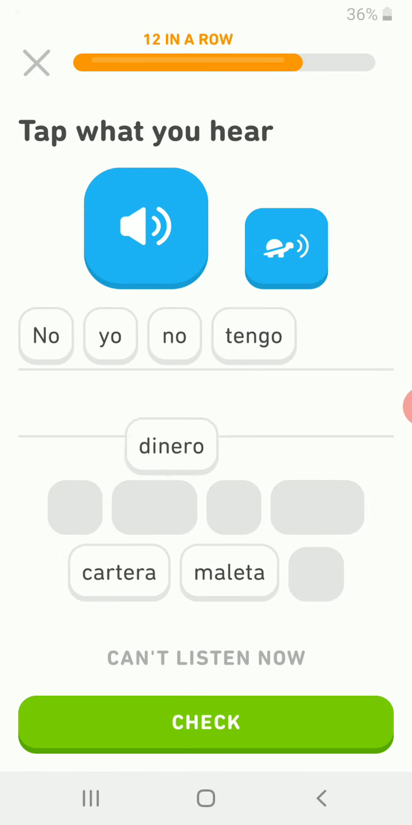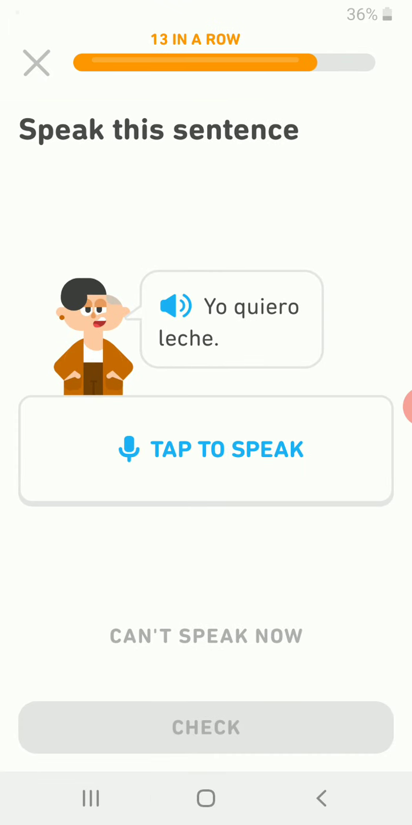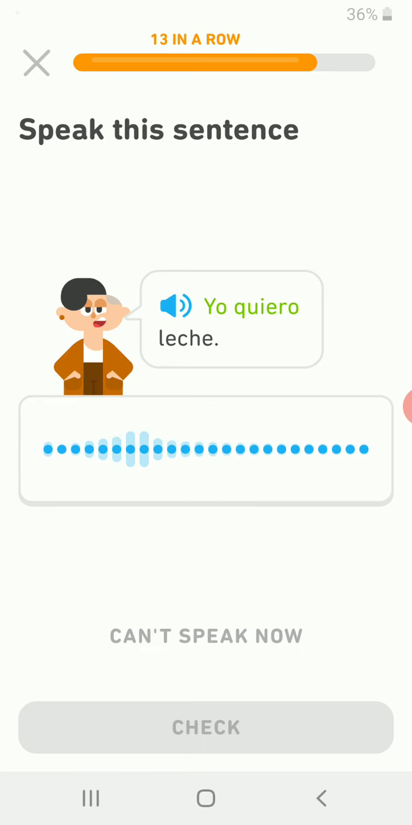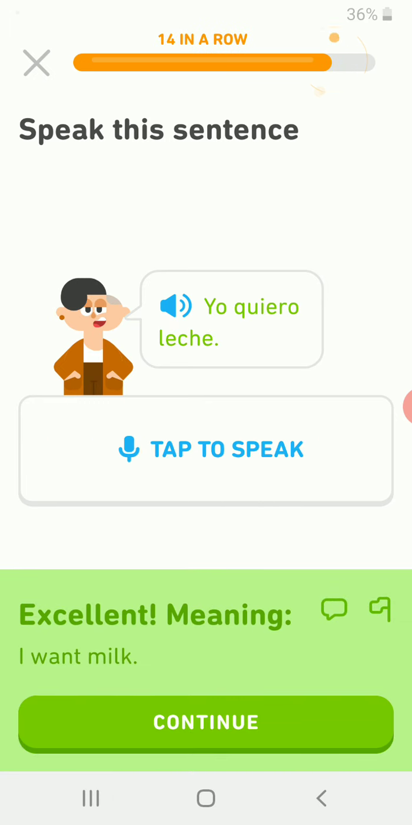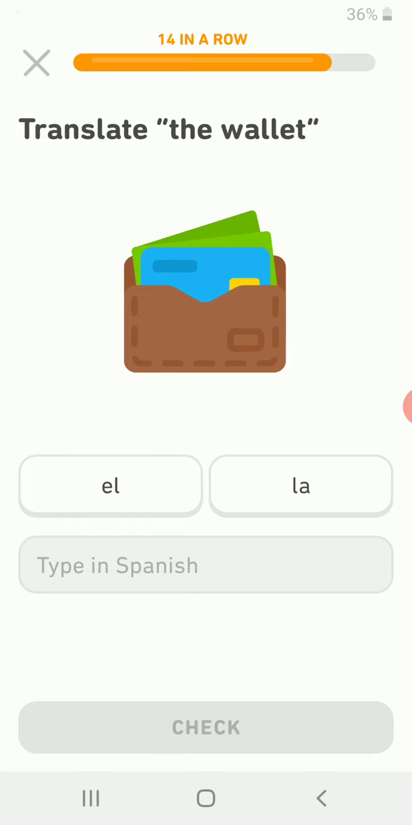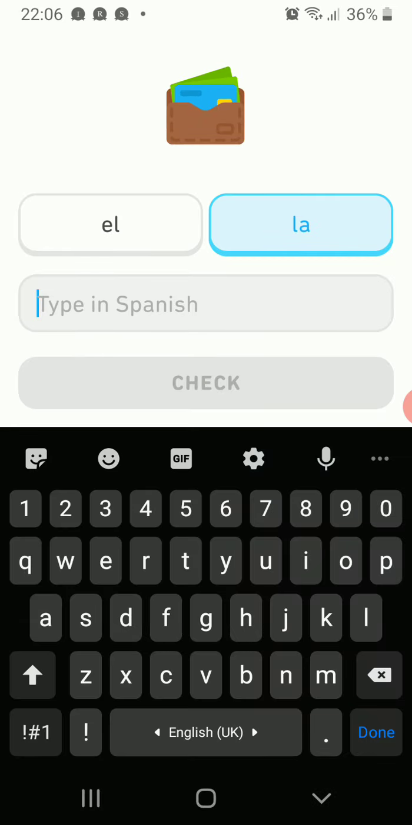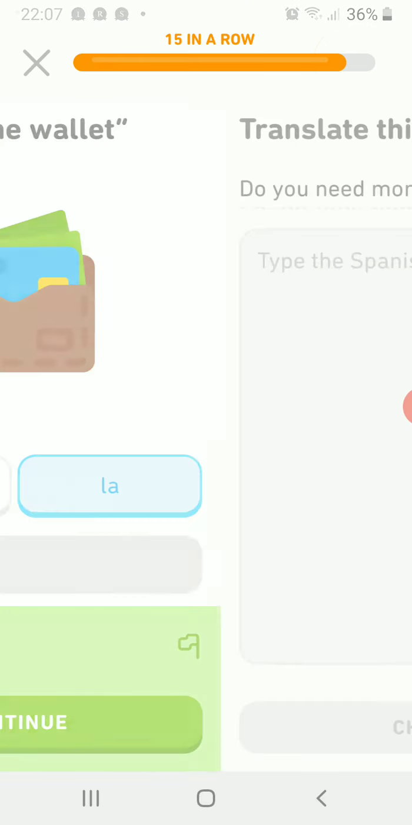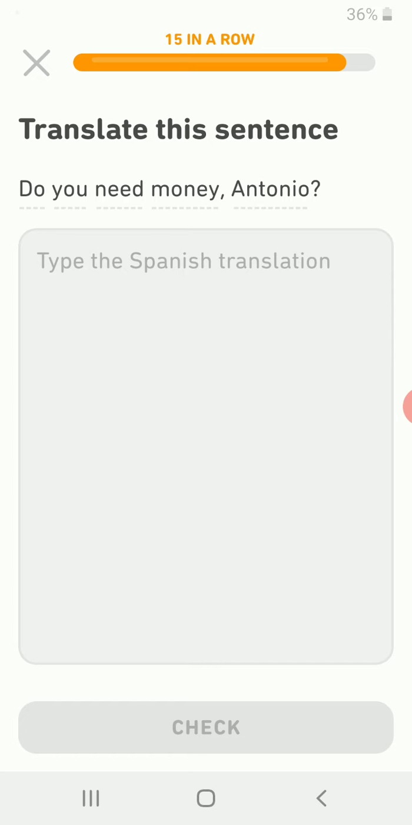Yo no tengo dinero. So I don't have money. Yo quiero leche. I want milk. So the first time you didn't hear me. The wallet. La cartera. So let's write cartera. Yeah. Good.